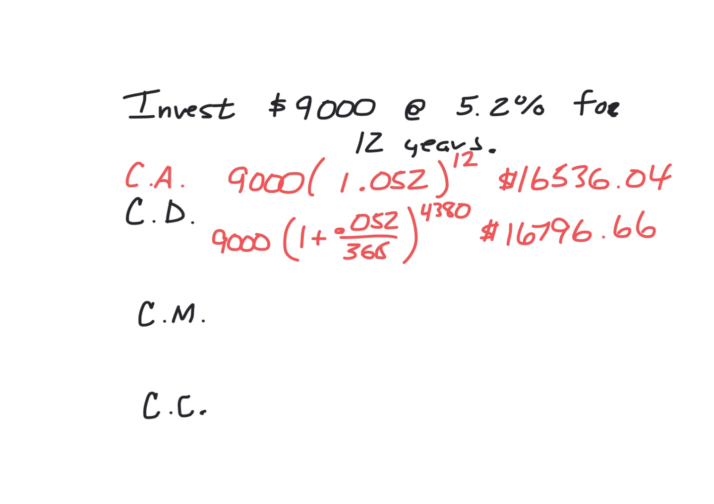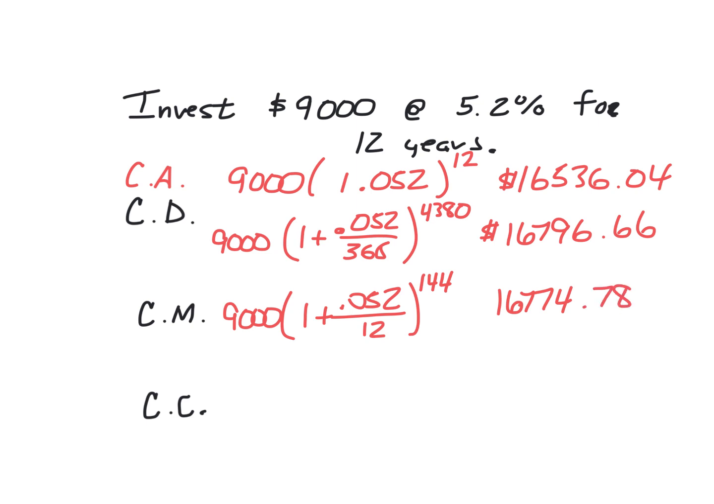Monthly is less than daily, so it should be something between the annually and daily. So 0.052 divided by 12, because there's 12 months in a year. Add the 1, because it's growing. We're going to multiply by 9,000, and this power is going to be 12 times 12 monthly for 12 years, which would be 144. Take my 9,000 times 1 plus 0.052 divided by 12. Close that parenthesis and take it to the 144th power. And we've got $16,774.78.